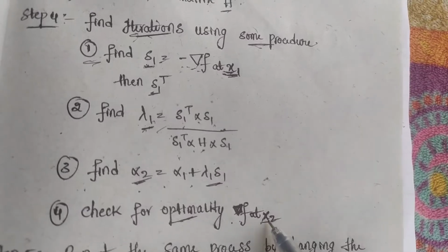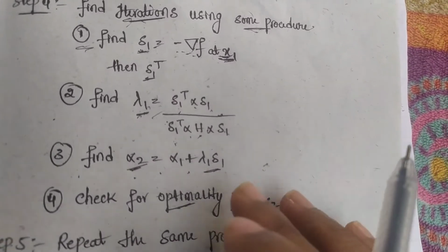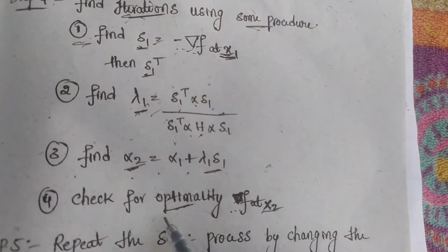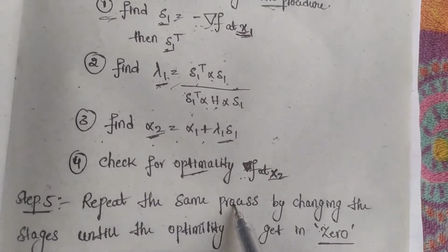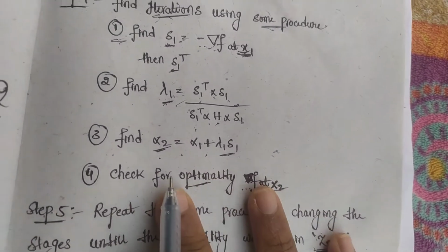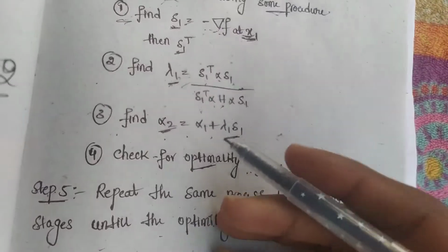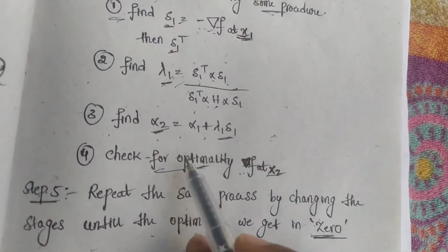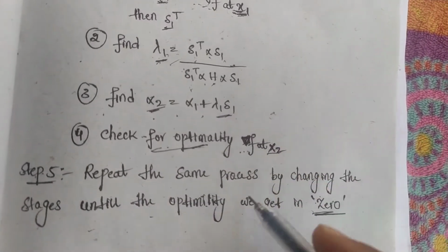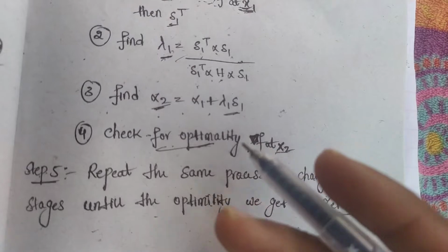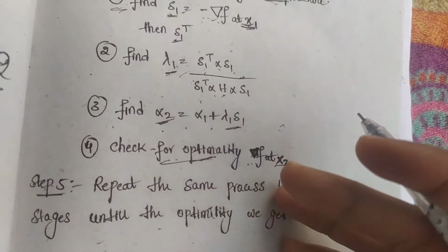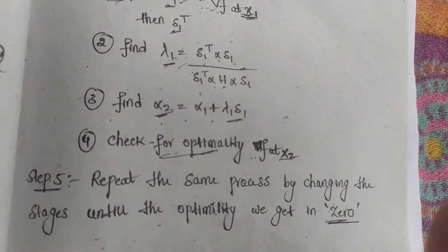If we substitute this value in grad f and it equals 0, then we stop the procedure there. If we do not get the value equal to 0 in the optimality, we will repeat the same process, changing the stages, until the optimality is 0. Here, in the first iteration only, we may get the optimality value 0 and stop. If it is not equal to 0, we follow the same procedure, iteration 1, iteration 2, until the optimality is 0. If the optimality is 0, we stop the procedure.